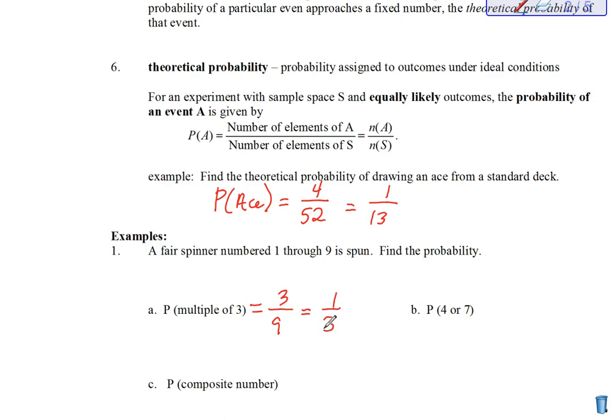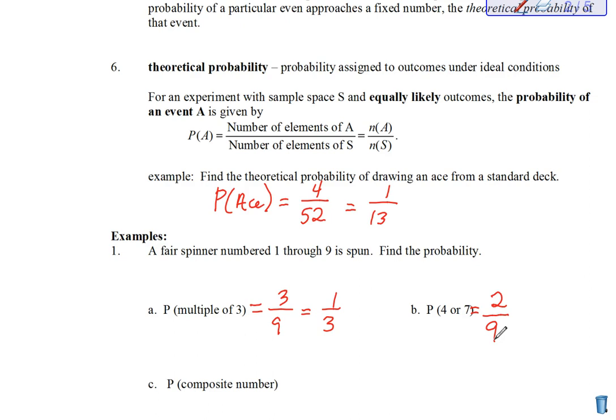Part B, what's the probability if you spin, you get a 4 or a 7? That's 2 outcomes on that spinner. So that would be probability is equal to 2 outcomes out of 9 total outcomes. Last one like that, the probability of getting a composite number.